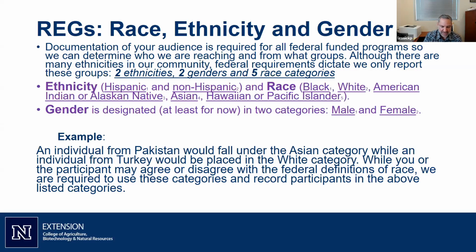So an individual from Pakistan would fall under the Asian category, while an individual from Turkey would be placed in the white category. While you or the participant may agree or disagree with the federal definitions of race, we are required to use these categories and record participants in the above listed categories. Theoretically, there could be 6 ethnicities and 4 genders and 15 race categories. There could be, but for now, the feds just require the 2, 2, and 5. That's what we need to keep track of.